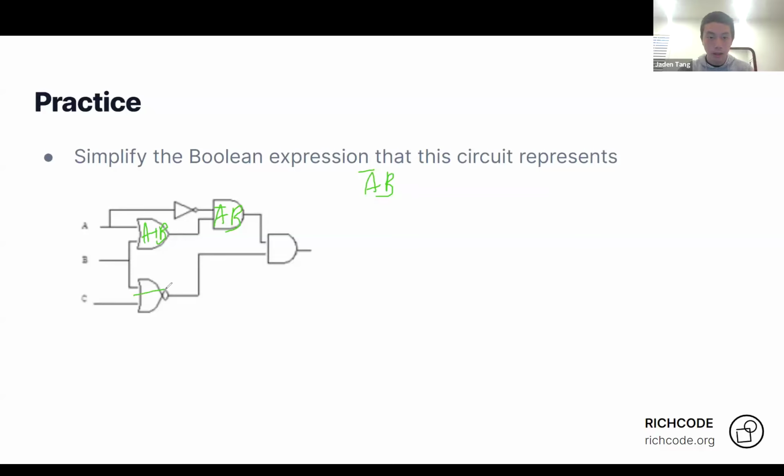And then here is not B plus C, which using De Morgan's law would give you not B, not C. And then the final output would just be A, not A, B, not B, not C. And B, not B always gives you false. So no matter what you put as A and C, you always get false. So the output would just be 0.